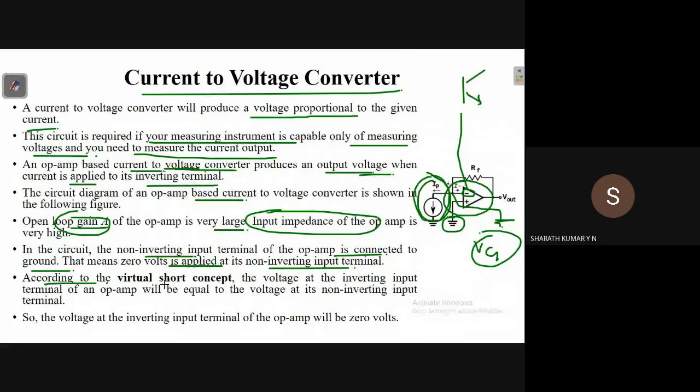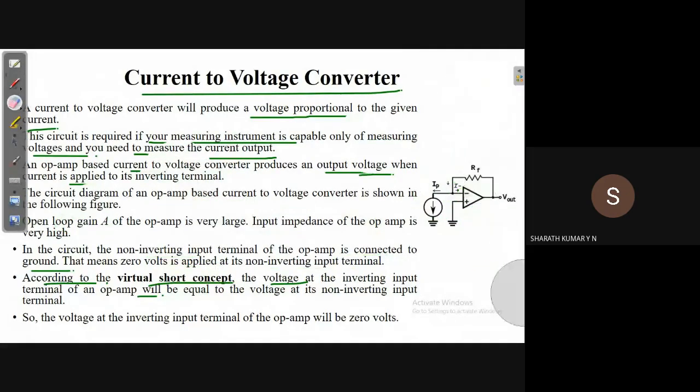According to the virtual short concept, the voltage at the inverting input terminal of an op-amp will be equal to the voltage at the non-inverting input terminal. The reason for this is virtual ground. Because of the virtual ground, the voltage at the inverting input terminal is the same as the voltage at the non-inverting input terminal. So whatever voltage we apply will not appear across the inverting input terminal, but instead it will appear across the feedback terminal, because of what is known as a virtual ground.